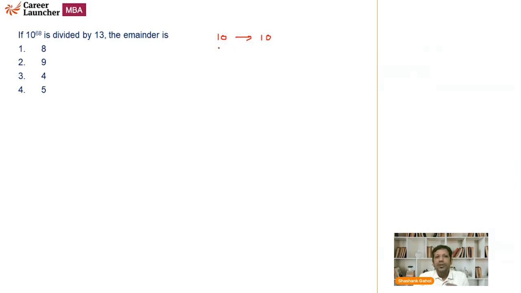So basically, whenever you have a question of remainder, what is the general approach? Just replace the number by the remainder itself, right? So 10 square. 10 square is 100. 100 divided by 13, remainder is 9. Then I'm talking about 10 cube. So 10 cube is 10 square into 10, right? So 10 square is 9, and 10 is 10. So 90 divided by 13, remainder is 12.